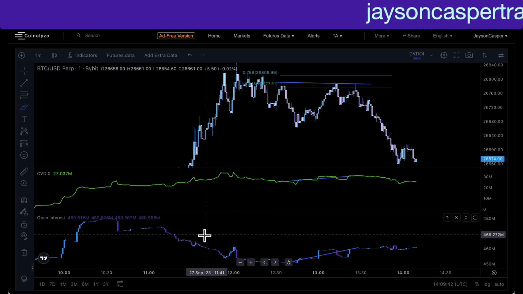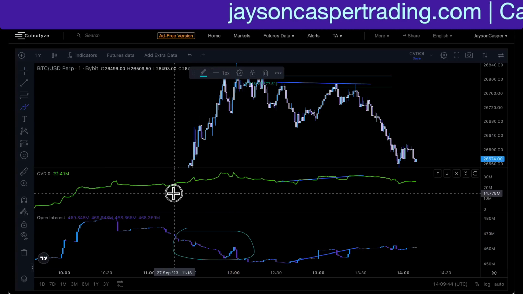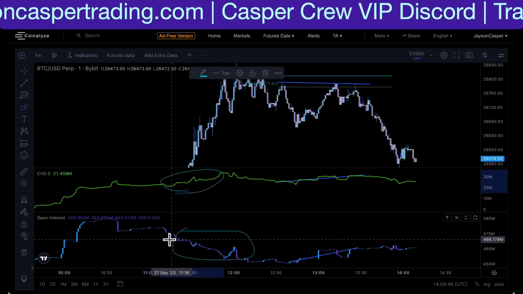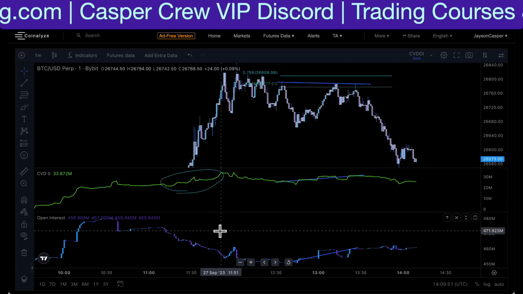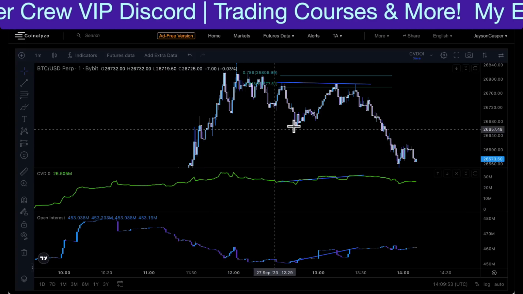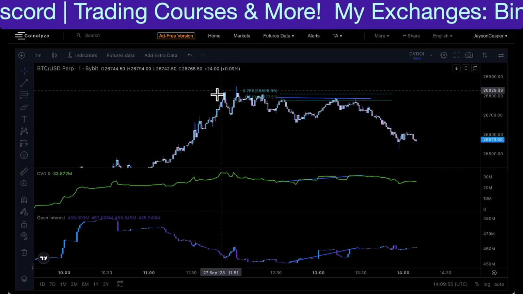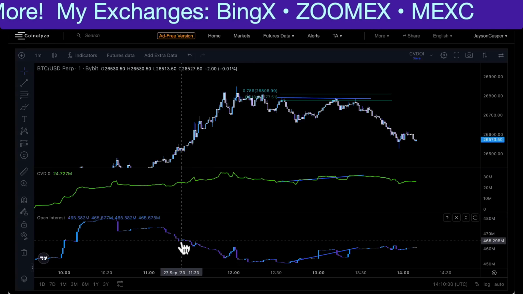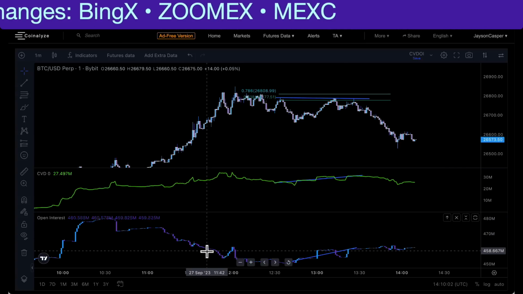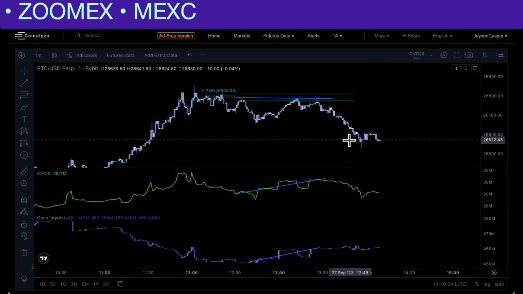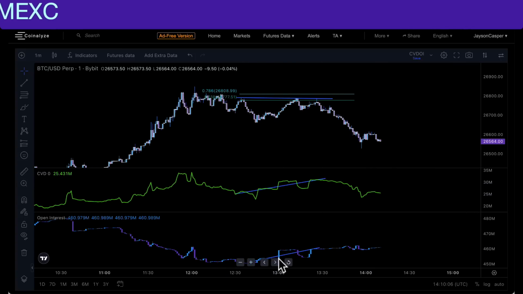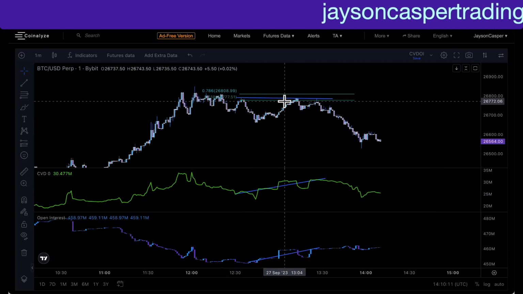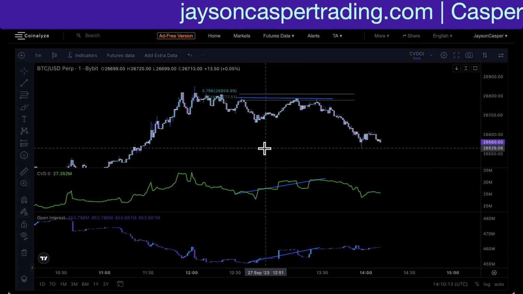When you see something like this, where it looks like the CVD is getting higher, you might say to yourself, ooh, new long trades are opening. But look at open interest. Open interest is getting lower over time. It's telling us this is a short squeeze. This move to the upside is not being caused by new longs opening. It's being caused by trades closing out, because the open interest is getting lower. But if we see the CVD getting higher and the open interest getting higher, we can say price is getting a move to the upside because new longs are opening up.